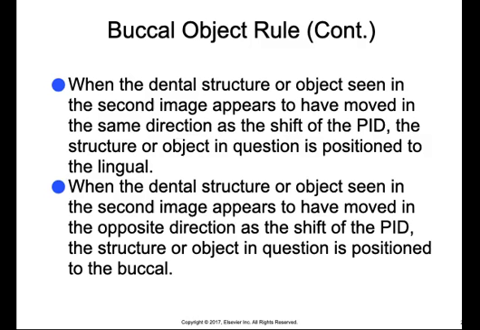So when the dental structure or object seen in the second image appears to have moved in the opposite direction of the shift of the PID, the structure or object in question is positioned to the buccal. For example, if the horizontal angulation is changed by shifting the PID distally and the object in question moves mesially on the image, then the object lies to the buccal, because buccal equals opposite.